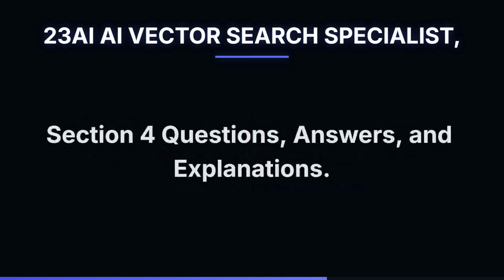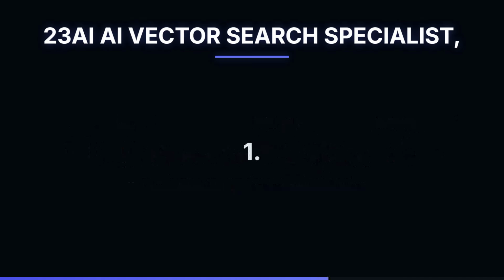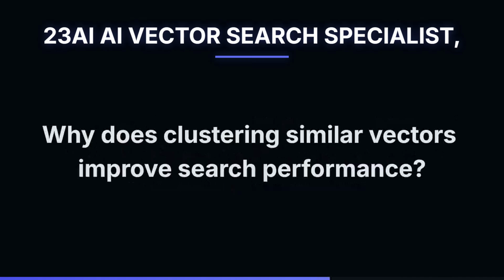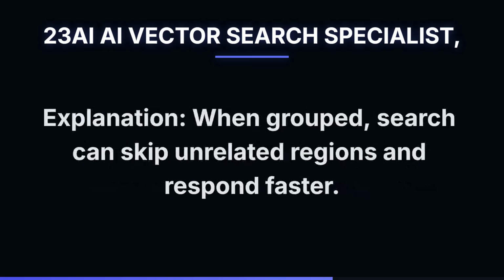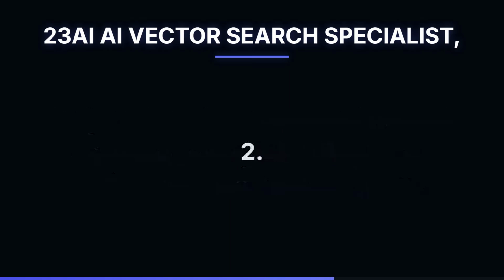Section 4 Questions, Answers, and Explanations. 1. Why does clustering similar vectors improve search performance? Clustering reduces the number of comparisons, because similar vectors are stored close together. When grouped, search can skip unrelated regions and respond faster.